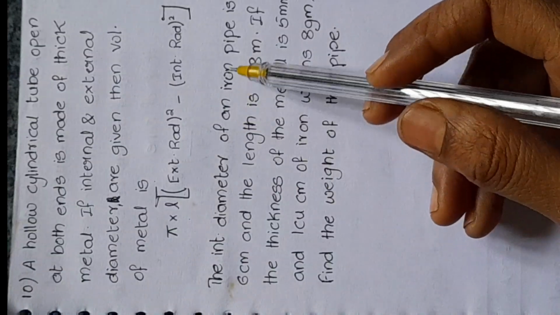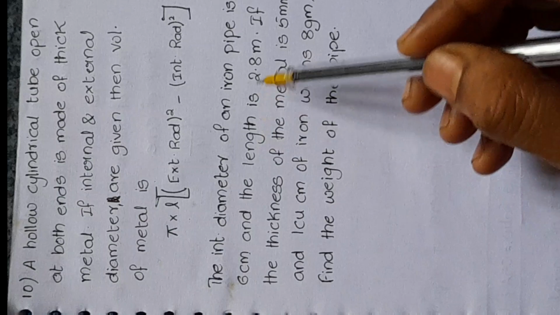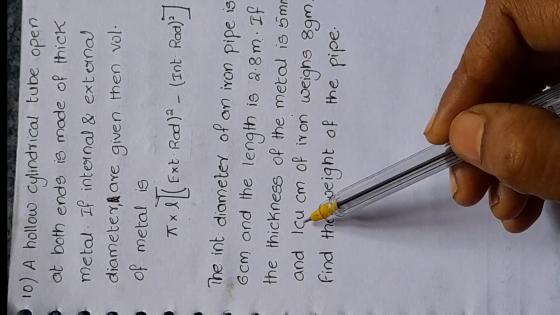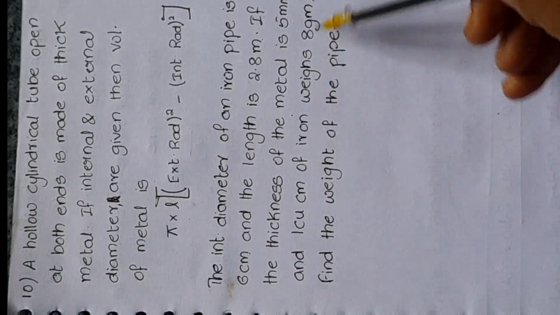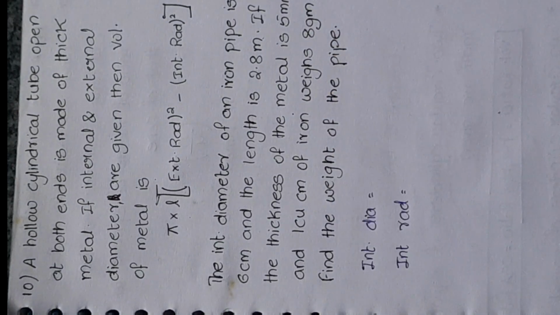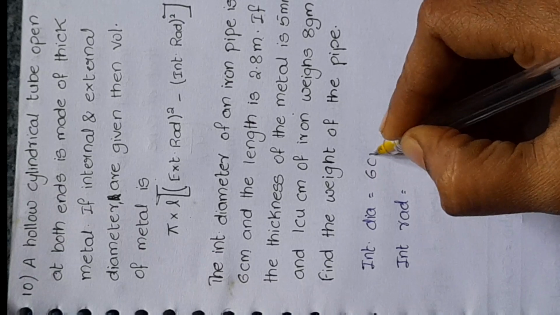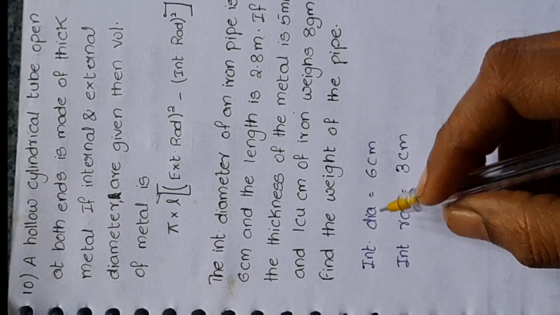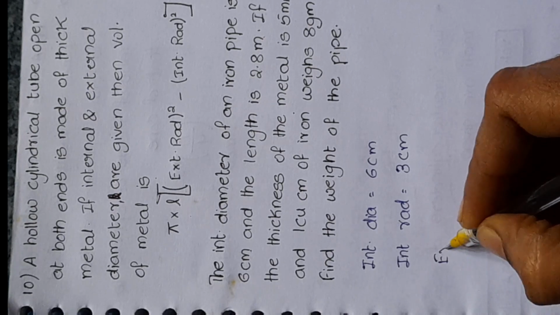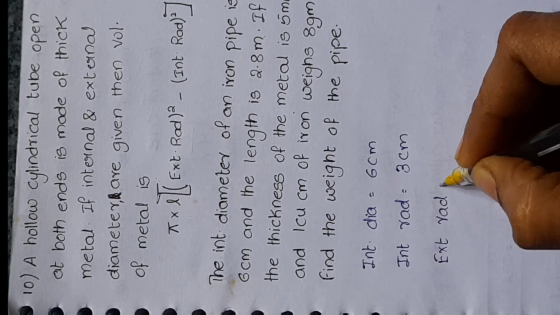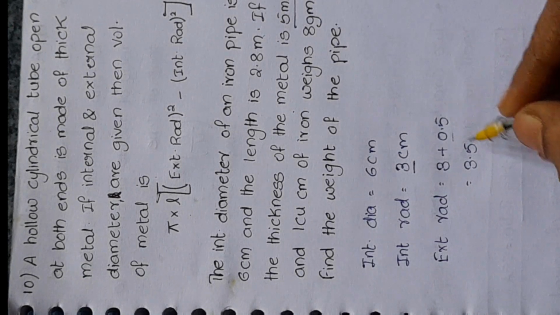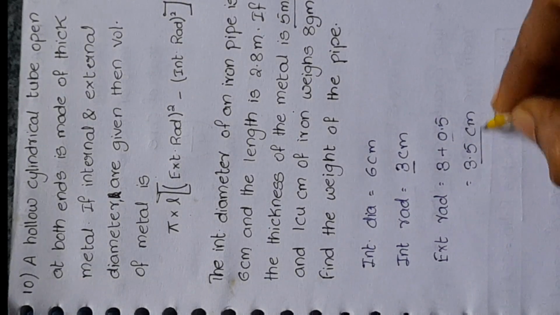The internal diameter of an iron pipe is 6 centimeters and length is 2.8 meters. If the thickness of the metal is 5 millimeters and 1 cubic centimeter of iron weighs 8 grams, find the weight of the pipe. The internal diameter is given as 6 centimeters. So the internal radius is 6 by 2, that is 3 centimeters. We don't know the external radius. Let us find the external radius. External radius is internal radius plus the thickness. The thickness is 0.5 centimeters. So the external radius is 3.5 centimeters.